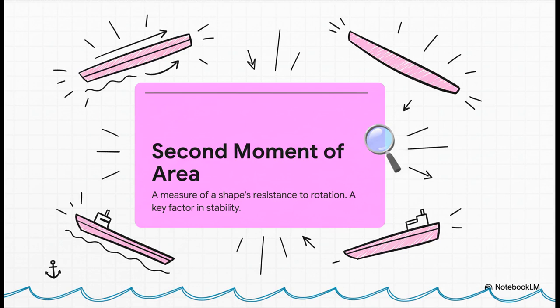Now, this one sounds complicated, but think about it this way. It's a lot easier to tip over a tall, thin pole than it is to tip over a wide, flat plank, right? The plank has more of its area spread out from the center, which makes it much more resistant to rotating or tipping. That resistance is what the second moment of area measures. For a ship, a wider waterplane shape means more stability, and this calculation is exactly how we prove it mathematically.